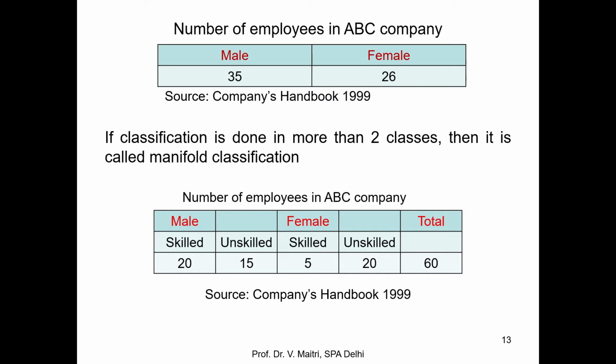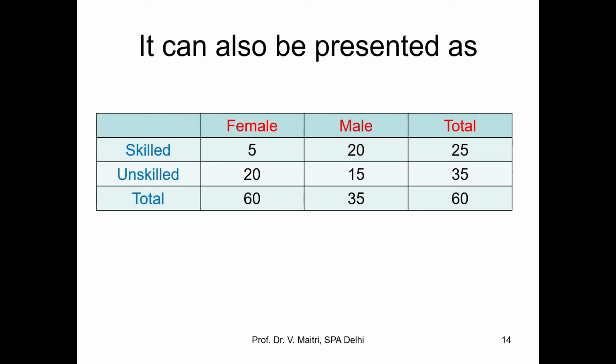Now if we are doing classification with more than two classes, it is known as manifold classification. Number of employees in ABC company, the same company: male skilled and unskilled, 20 skilled, 15 unskilled; female 5 skilled and 20 unskilled, and total is 60. Actually this heading line should not be there, female should be listed and male should be there. It is from the company's handbook 1999. So this is our chronological, time-based data.